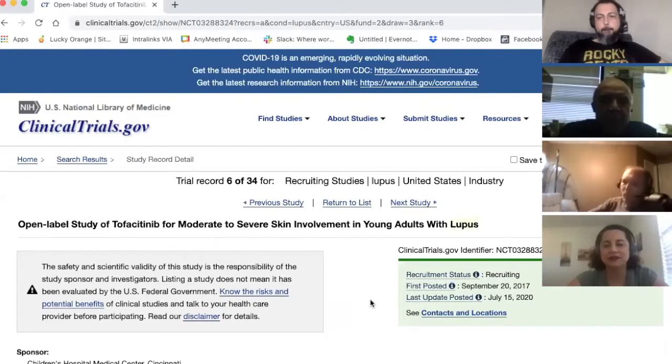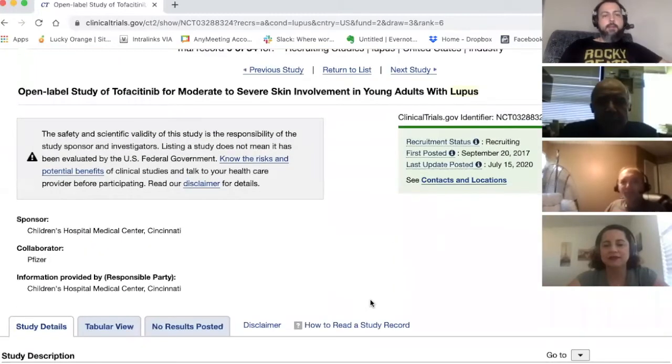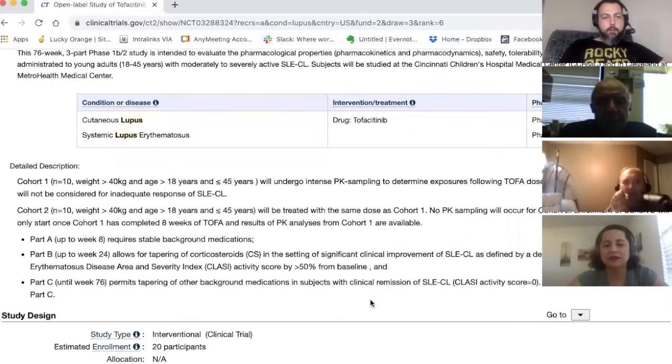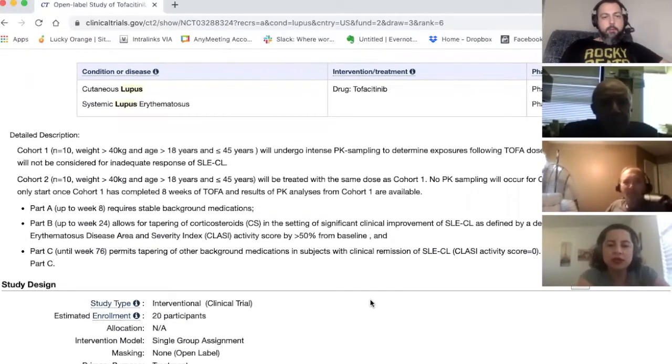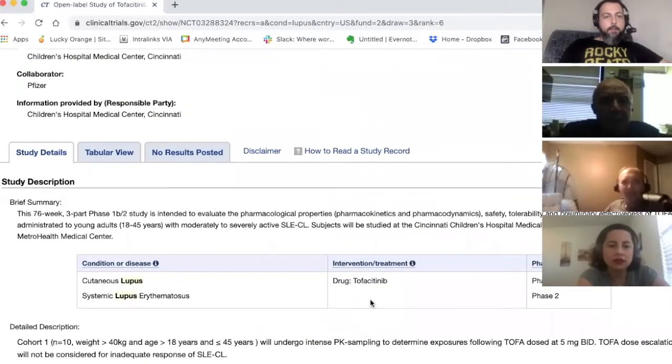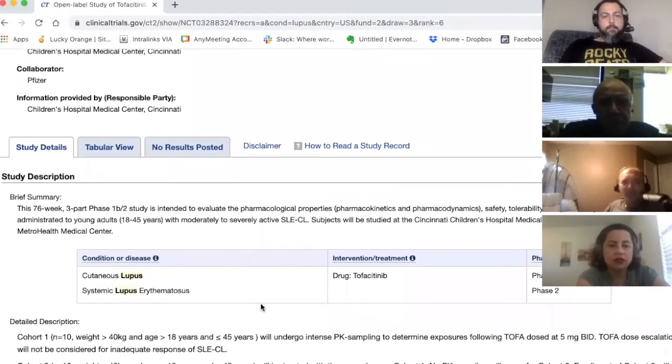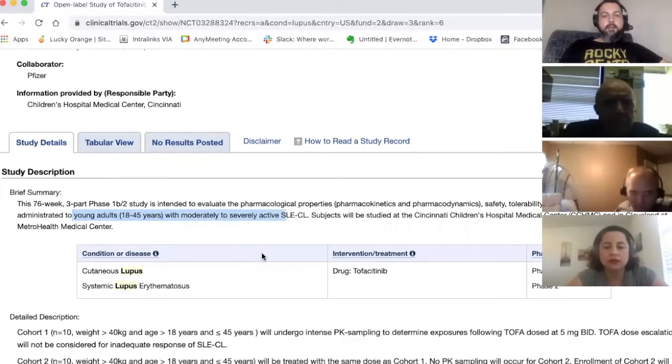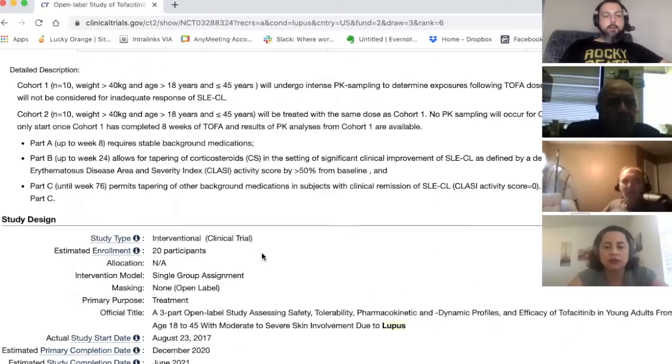The ending "inib" means it could be an inhibitor. Go down a little bit, please. Okay. Well, this is the tofacitinib. But this here is for children, no? Go up a little bit. Yep. Brief summary. So this is for pharmacokinetics, pharmacology, safety, and effectiveness in children. Ages 18 to 45 with moderately severe active SLE. So this is only one site, 20 participants.